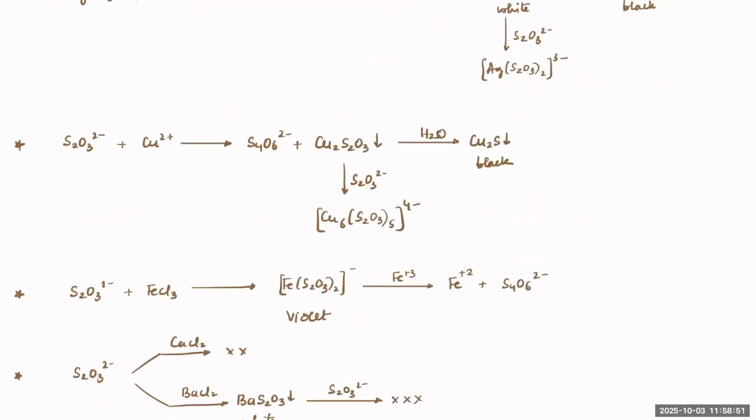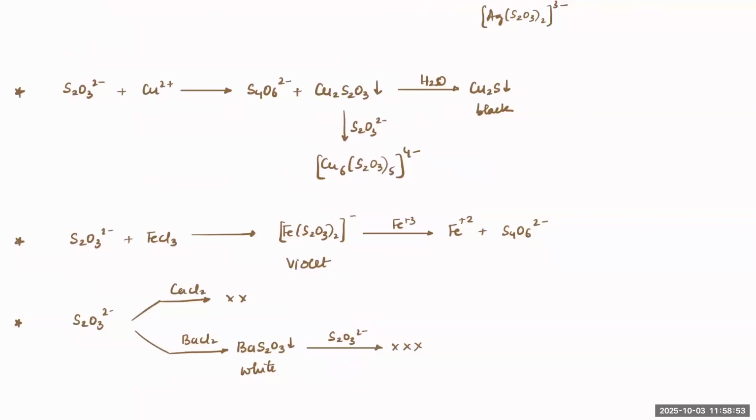Correct? Right. Similarly, the next sequence also. S2O3 2 minus plus copper 2 plus. Just like iodine, how it acts like an oxidizing agent, here copper 2 plus will act like an oxidizing agent to oxidize this to tetrathionate. And copper will convert into a white PPT, Cu2S2O3. With excess amount, it will also become a complex. Okay. And on heating, this will also become black PPT.